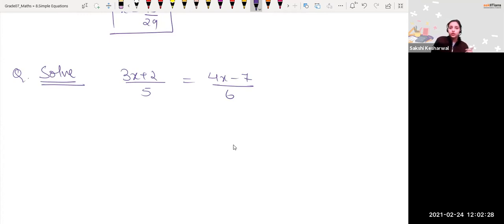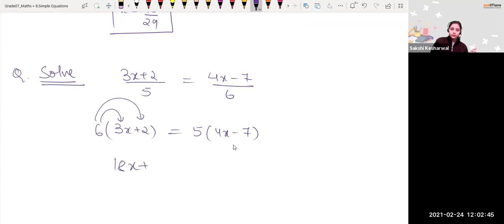So 6 in the division will go in the multiplication to this side. So this is 6 times (x plus 2)... so 6 into (3x + 2), right? And this 5 is in the division, it will go with a multiplication. So 5 into (4x - 7), right? Now use the distributive property.